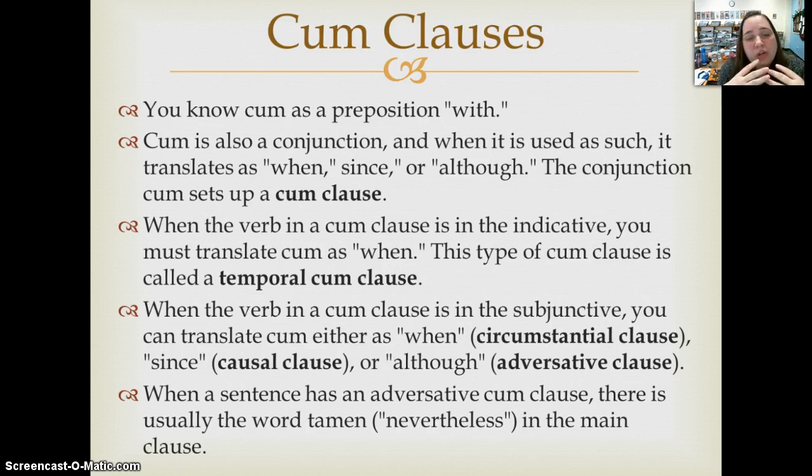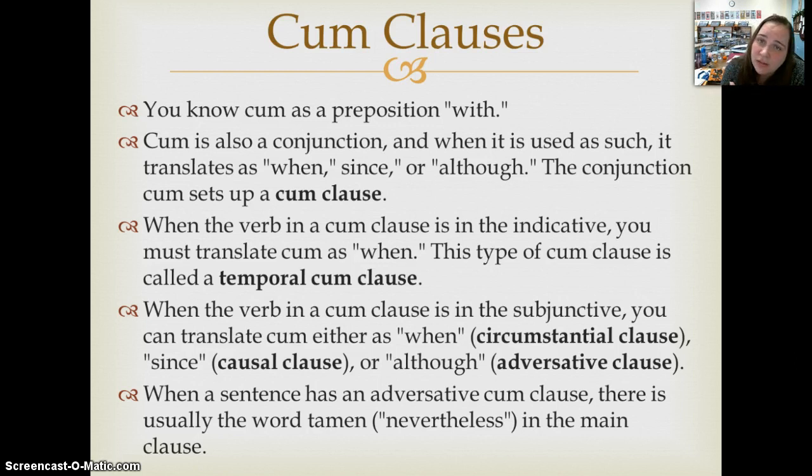So the conjunction cum sets up a cum clause. Pretty straightforward. There are 4 types of cum clauses total. There's the temporal, the circumstantial, the causal, and the adversative. The temporal cum clause is the only one where the verb is going to be in the indicative.